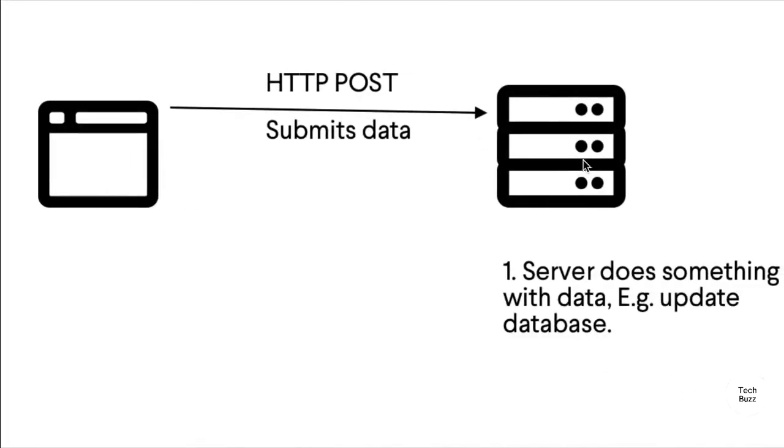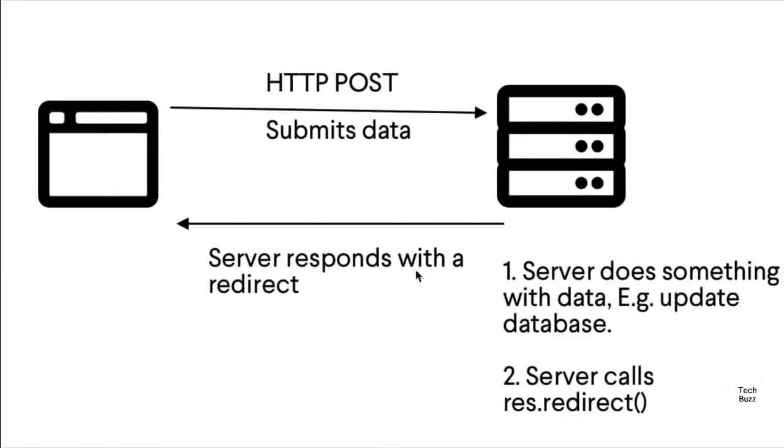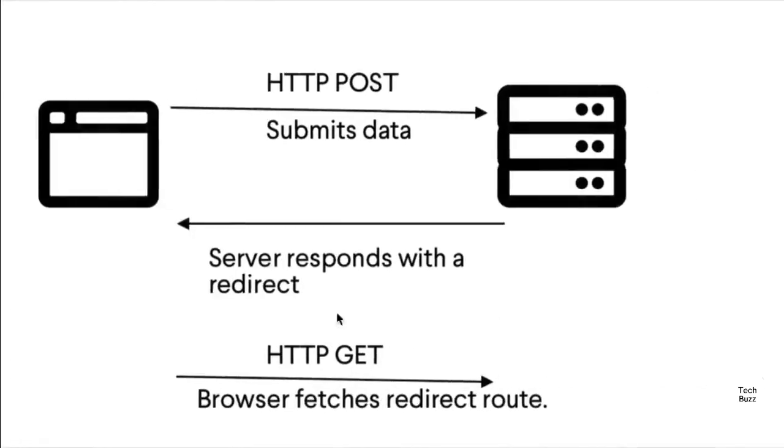Once the server receives the post request, it does something with the sent data, such as updating a database. And then the server typically calls the res.redirect method. Again, this is specific to Express.js, to redirect the browser to another URL or path. So the server responds with a redirect after processing the data back to the browser, and finally the browser will do another HTTP GET request as a third step, fetching the route that it has been redirected to.